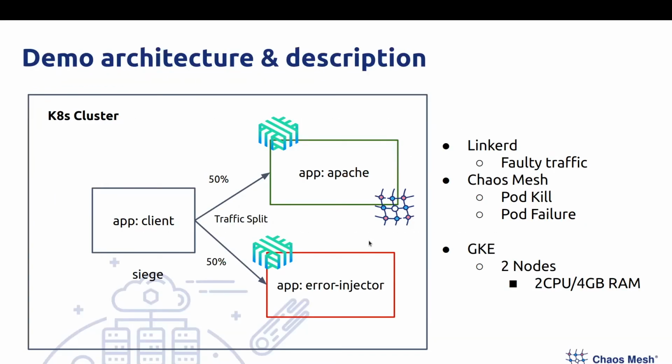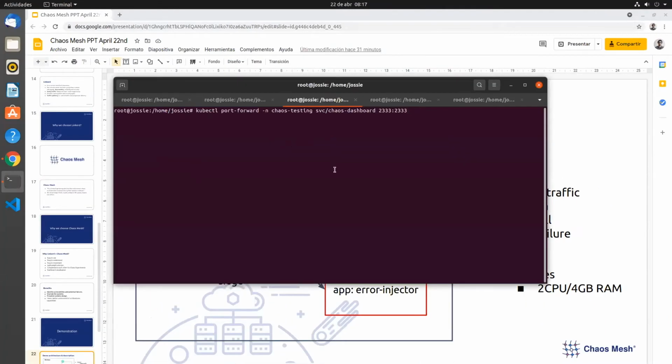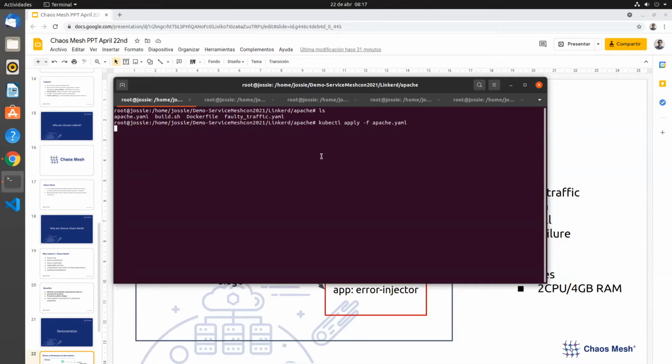Okay, let's go to the demonstration. I already have some terminals here to show it. We already defined a little architecture to show you the experiment. I'm just going to run it. Right now in this YAML, we have the deployments, the client, the Apache, and everything. So we are going to start applying this YAML.